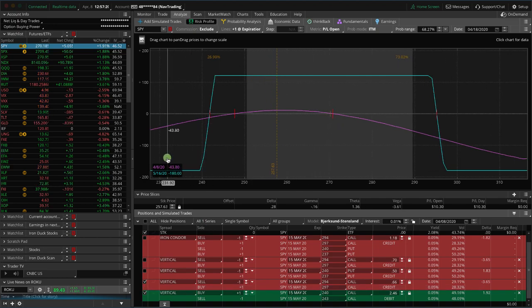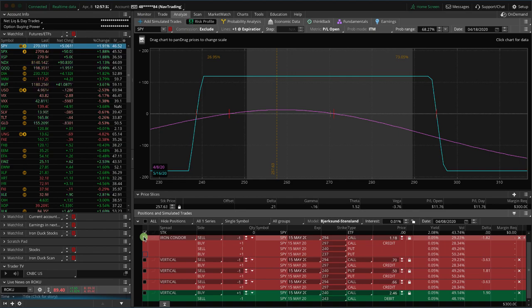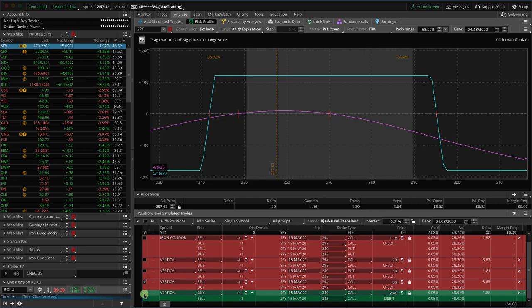It looks exactly like an iron condor. It's got the defined risk, it's got the range, it's got the max profit, and it's got the defined risk on the other side, exactly like the original iron condor that we just set up. The max profit's the same, the max risk is the same. The difference is that instead of selling a put vertical and selling a call vertical, we are just simply selling a call vertical and buying an in-the-money call vertical. So all of these options are calls as opposed to the two calls and two puts.